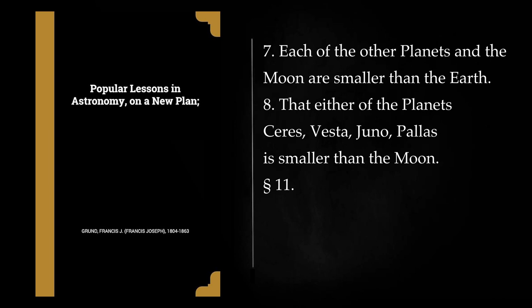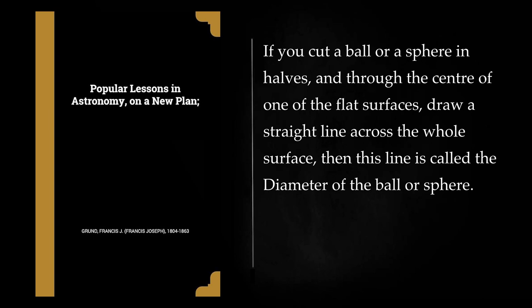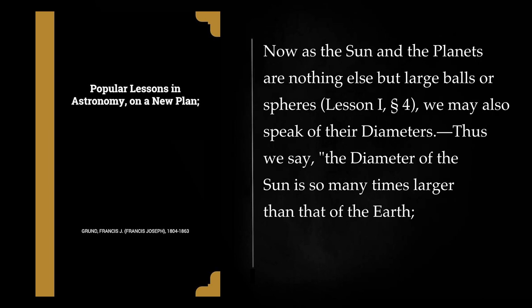Section 11. If you cut a ball or a sphere in halves, and through the center of one of the flat surfaces, draw a straight line across the whole surface, then this line is called the diameter of the ball or sphere. Now as the Sun and the planets are nothing else but large balls or spheres, Lesson I, Section 4, we may also speak of their diameters.